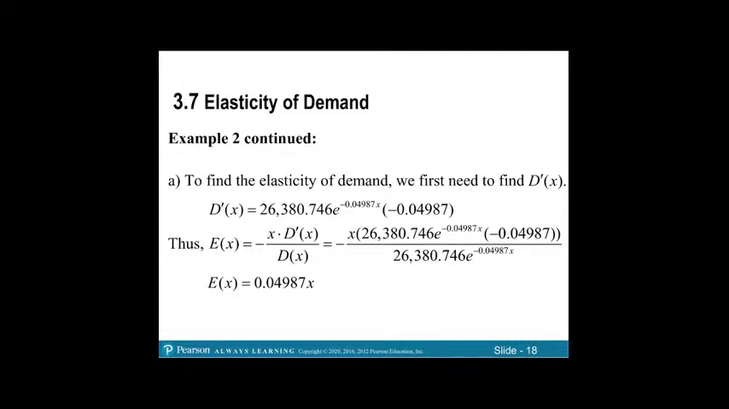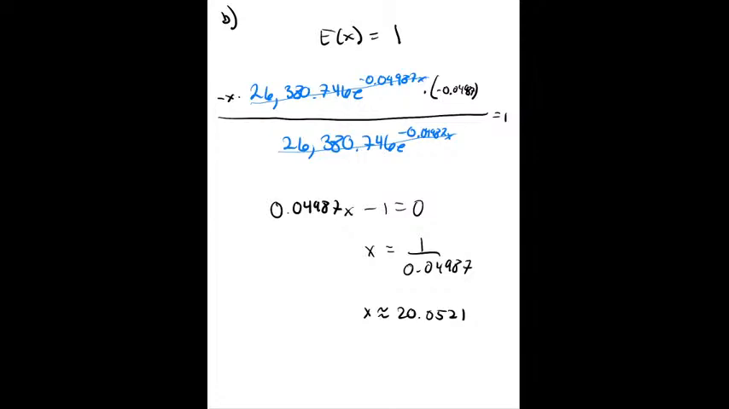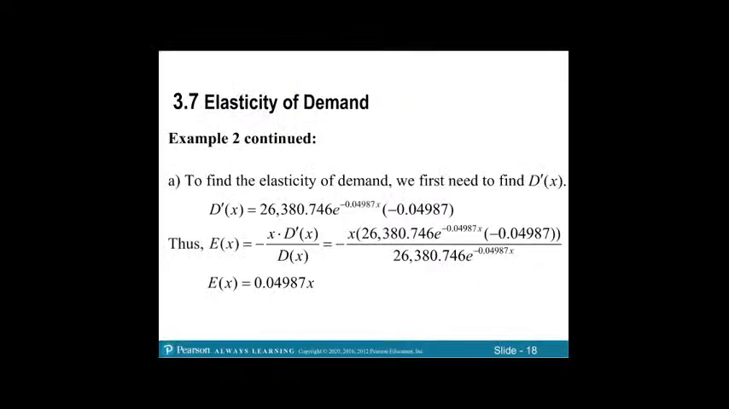Okay, so to find the elasticity of demand, negative x times d prime over d. Okay, we had a cancellation. Yeah, I think we got that. Elasticity of demand, 4987 times x. Yeah, right here, because we cancel it. You see it there, right? Okay, so we got the same result.